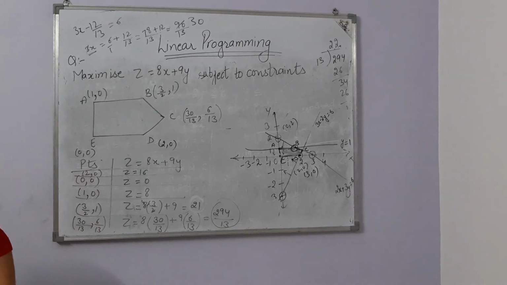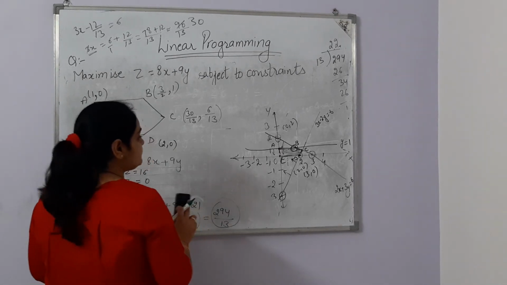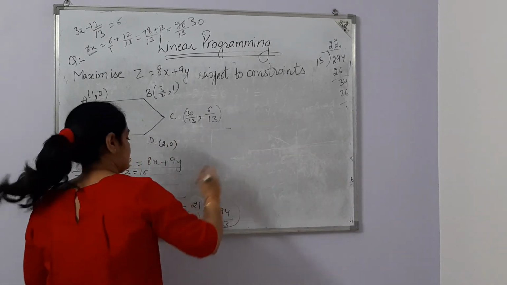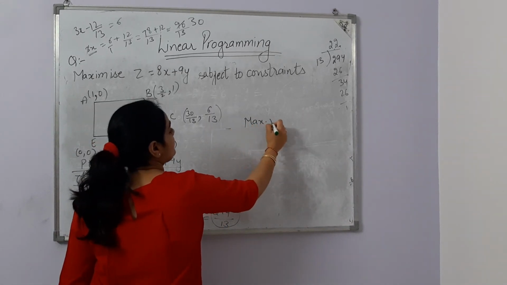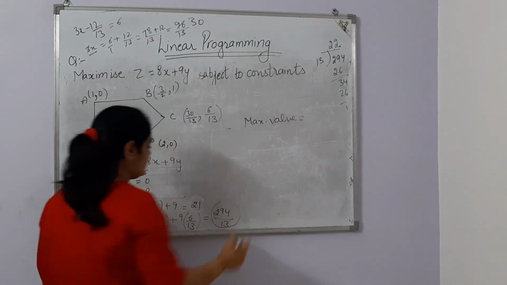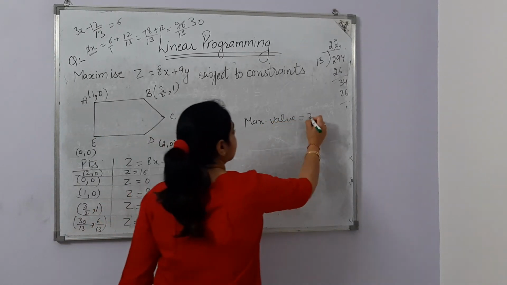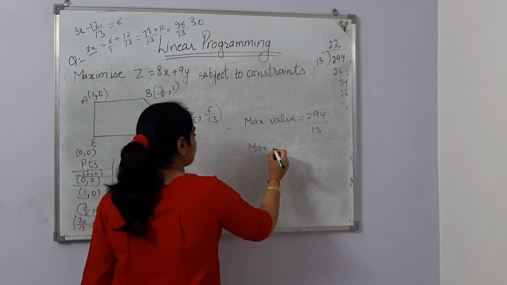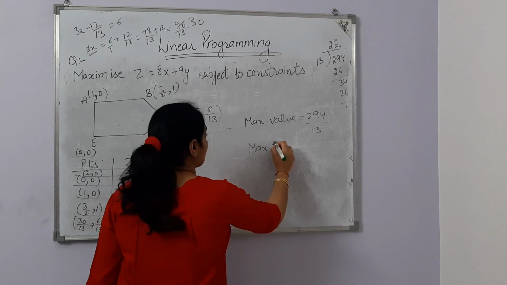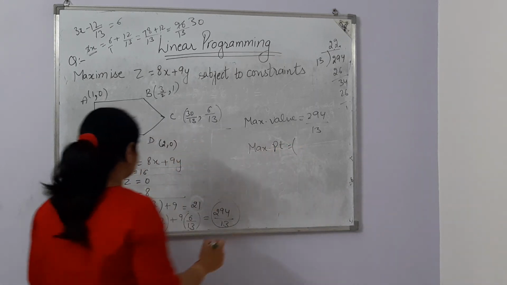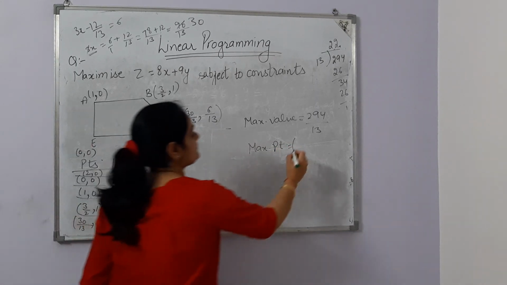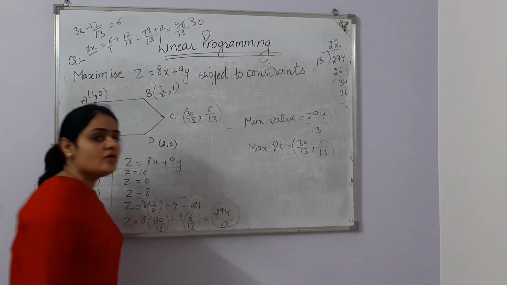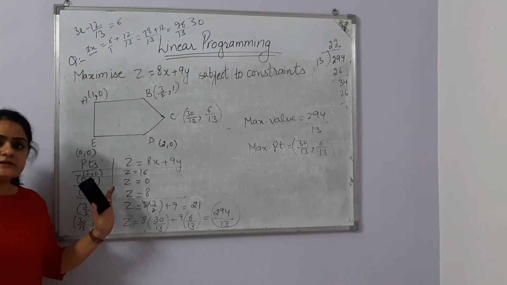You need to write: maximum value 294 by 13, our maximum point (30/13, 6/13). Hope this question is clear to you.